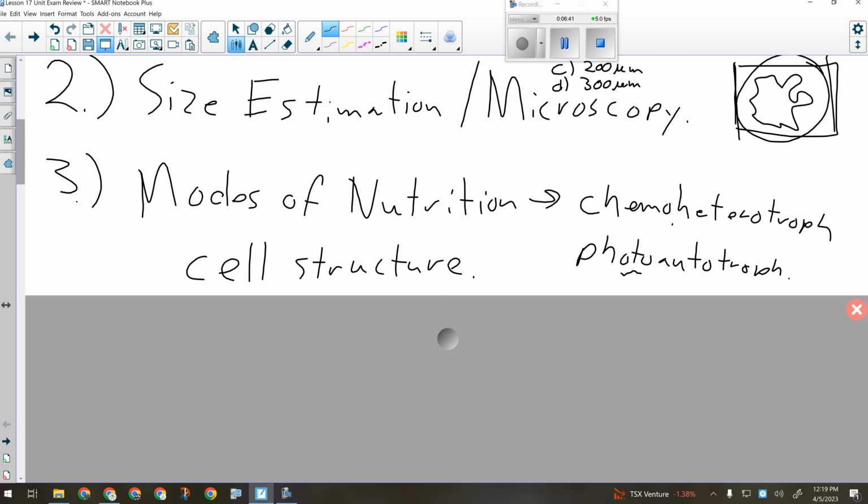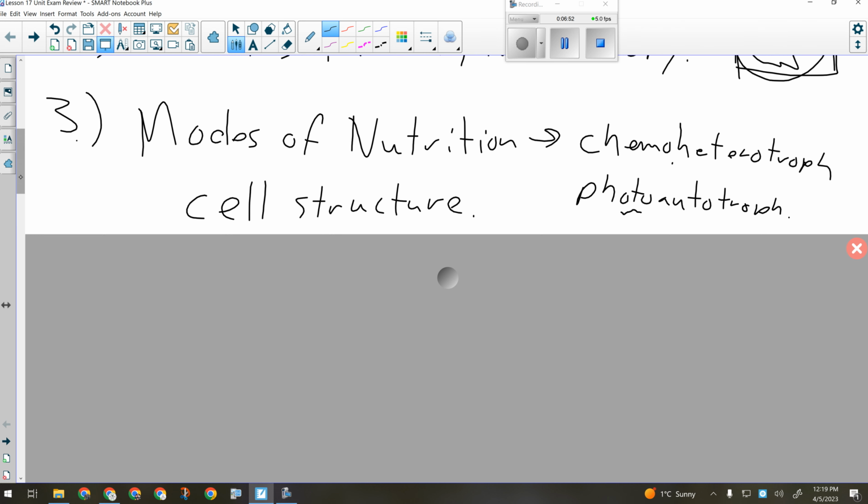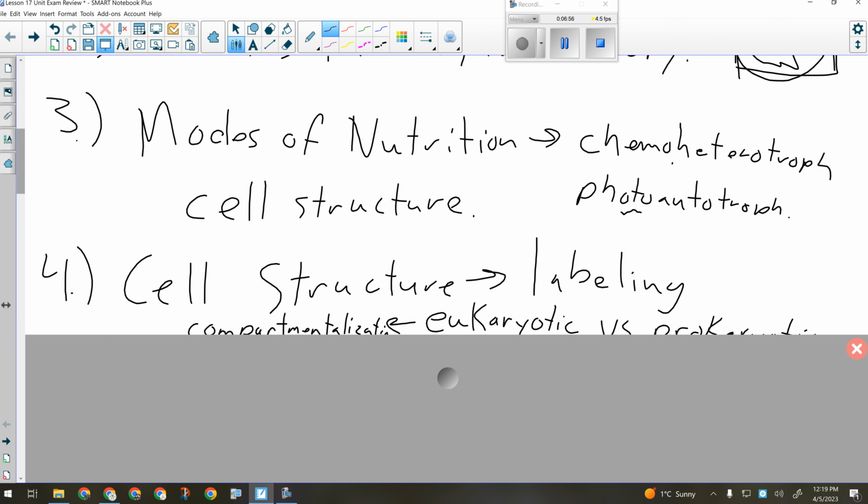There's definitely going to be some multiple choice about that, and again, probably ways to work that into a written response item as well. So cell structure and how it relates to modes of nutrition. Definitely going to be on there. Okay, cell structure.